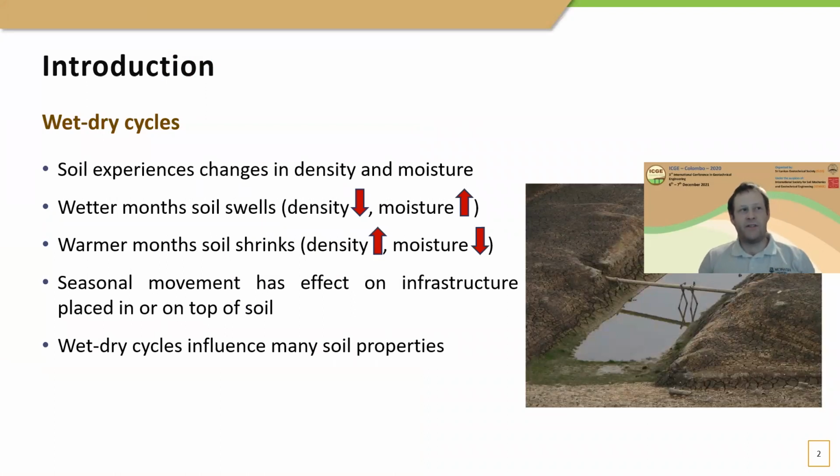Introduction. Soil experiences changes in density and moisture content due to shrinkage and swelling caused by seasonal variations in climate. During periods of wetter months, the soil swells where the density decreases and the moisture content increases. During warmer months, the soil shrinks where the density increases and the moisture content decreases. Seasonal movement can have an effect when infrastructure is placed in the soil medium or on top of the soil medium.